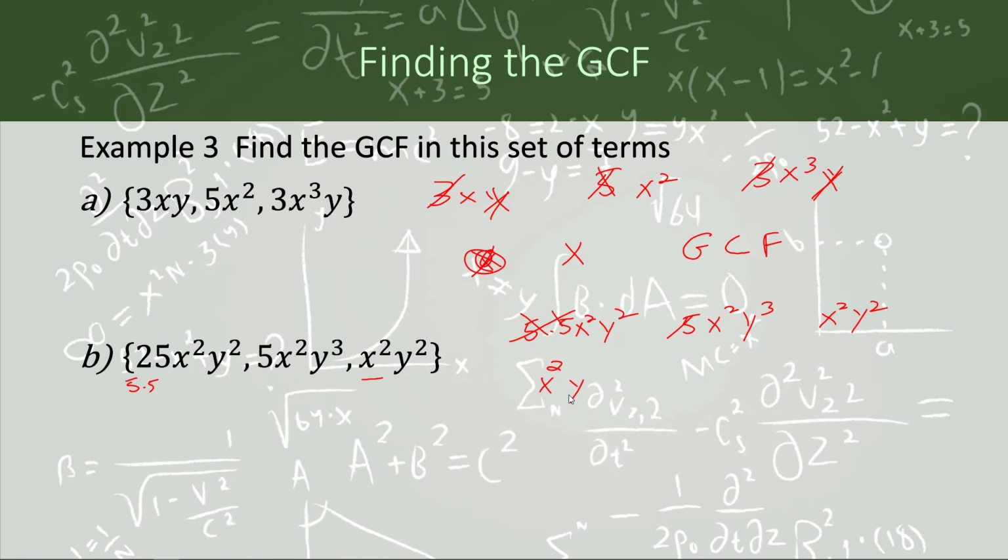So we will have x squared. Here we have two y's, here we have three y's, and here we have two y's. So not all the terms have three y's, but each term has two y's, so that would be y squared. And that is step 3. For step 4, is there anything that we can multiply? The answer is no, so this is our greatest common factor.